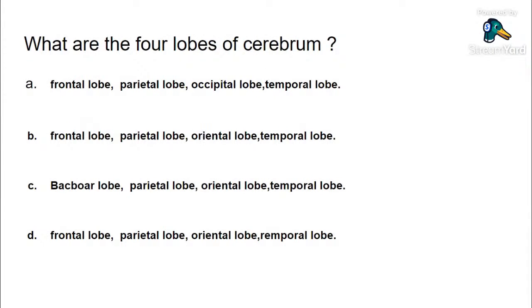Okay, so what are the four lobes of the cerebrum? Our four lobes are the frontal lobe, parietal lobe, occipital lobe, and also the temporal lobe. These are the four lobes of the cerebrum. Each lobe has a specific function.